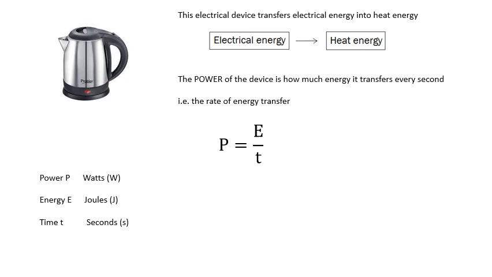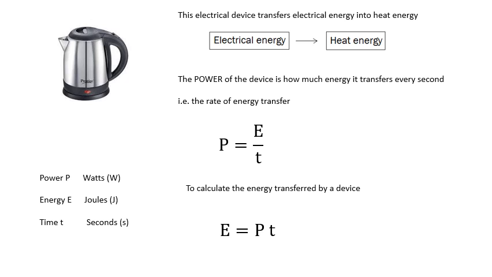Remember, the rate of is like divided by time, per second. So power is energy transferred divided by time. Power is measured in watts, capital W. Energy transferred is joules, capital J. Time is seconds, little s. Power is energy divided by time. Energy transferred divided by time.